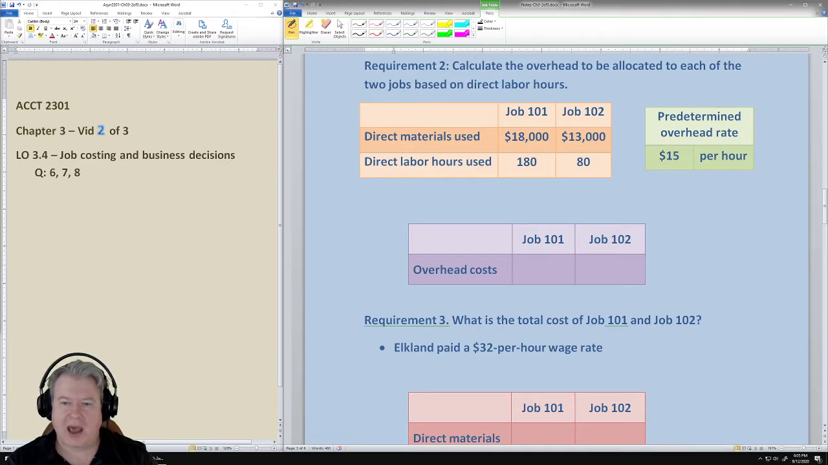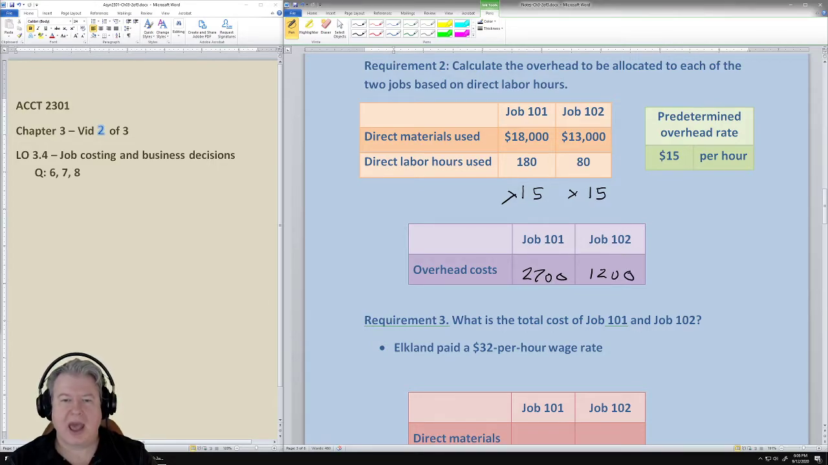So here we have actual labor hours used. For job 101, if I wanted to figure out my best guess at what the overhead is going to be, I would say 180 times 15, and for job 102, 80 hours times 15. So this isn't how much we're paying the labor. What we're saying is, in addition to paying the labor, I'm going to pay an additional $15 for every hour in indirect and other costs. So these two numbers come out to be $2,700 and $1,200. So those are our overhead costs.